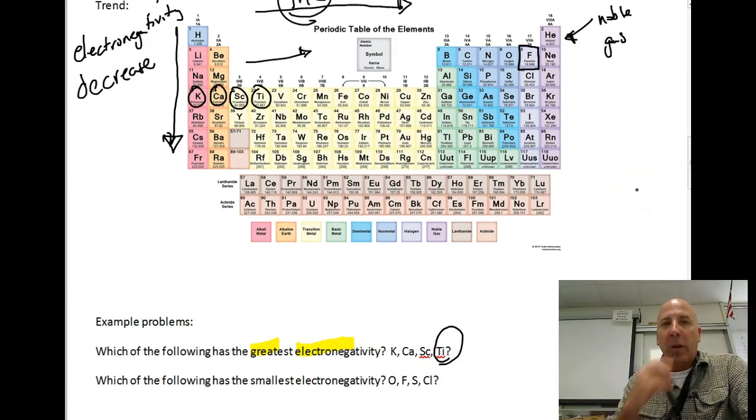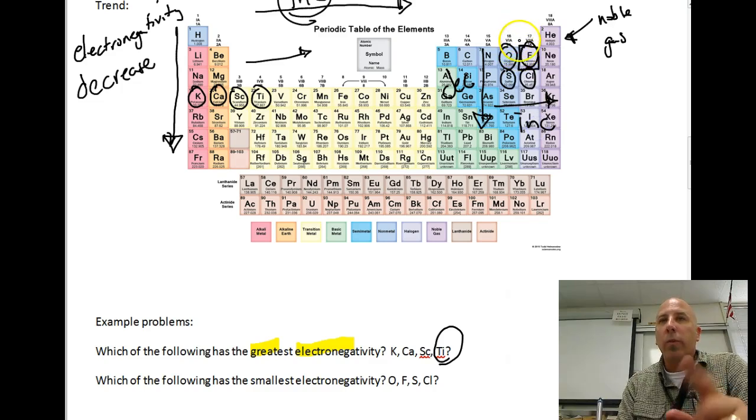Let's look at the next one, which is the smallest electronegativity. And we have oxygen, fluorine, sulfur, and chlorine. Okay, so remember, our trend is as we go down, it decreases, and as we go to the right, it increases. So we're looking for smallest. So oxygen would be greater than sulfur, and fluorine would be greater than chlorine, so let's get rid of those because we're going down. And then if we increase to the right, chlorine is going to be larger than sulfur, so there's our answer, sulfur.